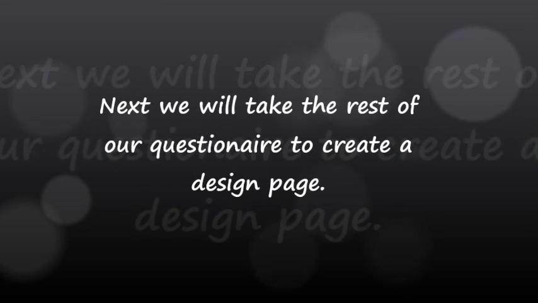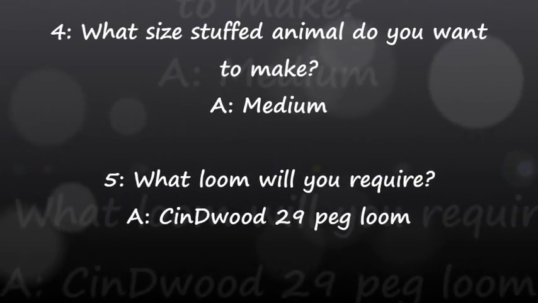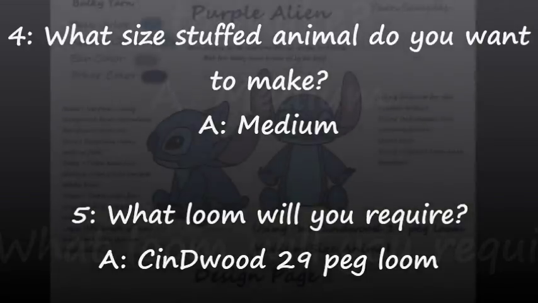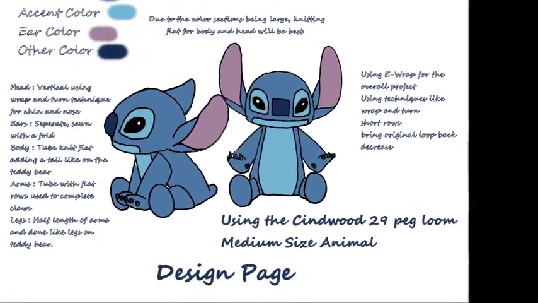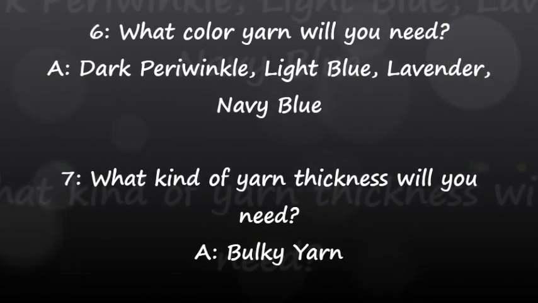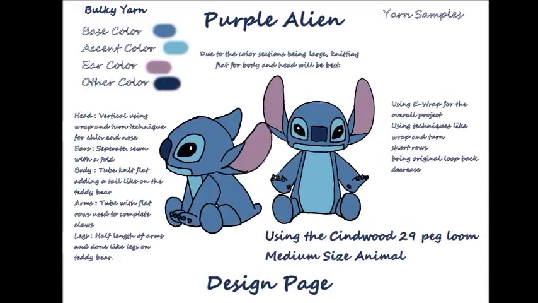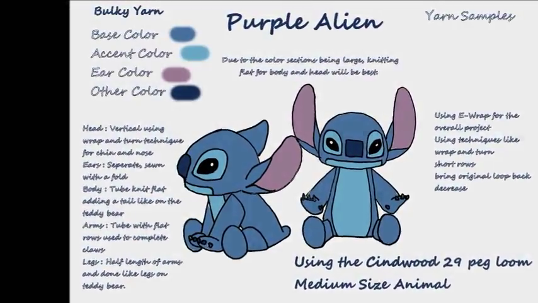So at this point, we're going to start putting our questionnaire on our design page. The next question is, what size stuffed animal do you want to make, and what loom will you require? This can work the same for crochet and for knitting. You just have to work with it from what you got. The other question is, what color yarn will you need, and what kind of yarn thickness will you need? And you put that up in the corner and the colors you need and everything.